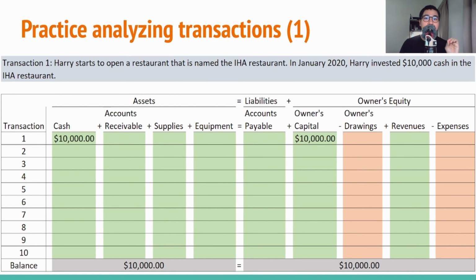Now we're gonna begin with the first transaction. Harry started to open a restaurant named the IHA restaurant in January 2020. Harry invested 10,000 cash in the IHA restaurant. Alright, firstly, we get 10,000 cash from the restaurant owner. That means the amount of investment increases the cash on the left side of the accounting equation by 10,000. Why? Just because when a restaurant receives an investment of 10,000, that means the restaurant owns 10,000 cash, right?